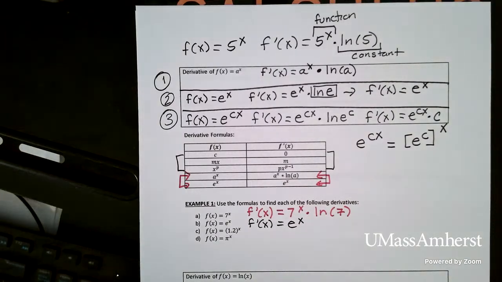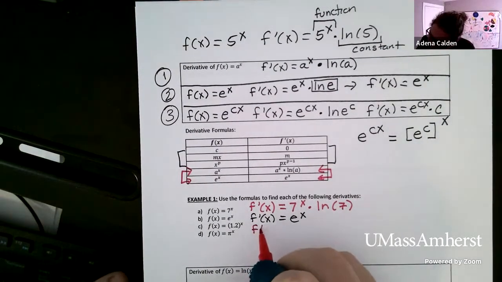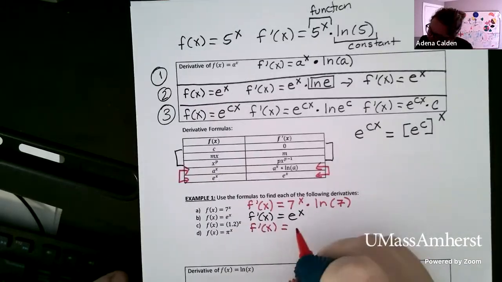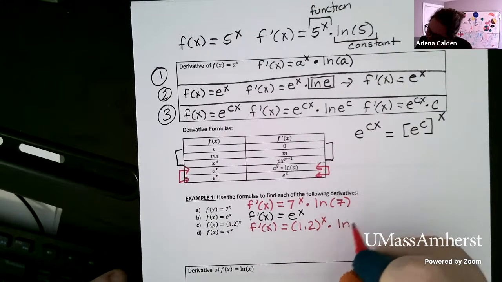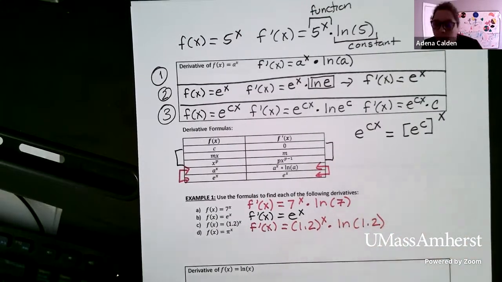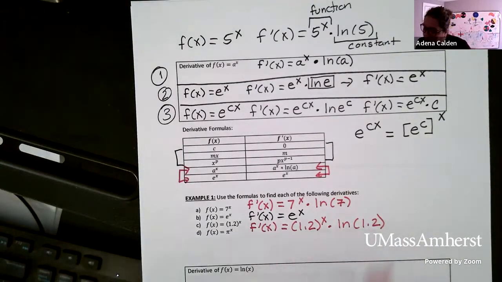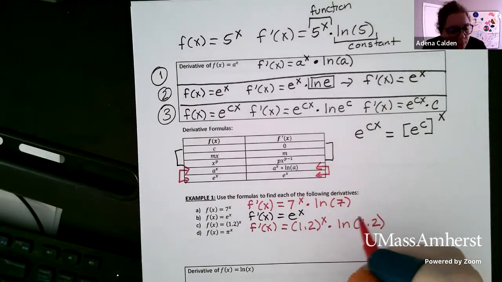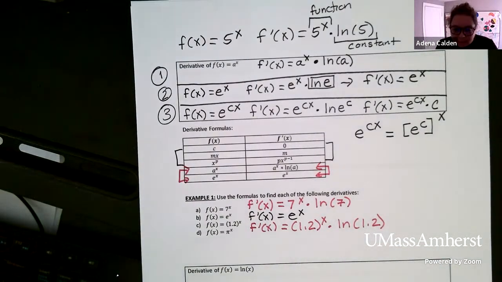For part C, we have 1.2 to the x. So again, we're thinking about what is our base here, right? And so our base is 1.2. So we have 1.2 to the x times the natural log of 1.2. So here, again, we're thinking about how this all works together. This part is a constant, the natural log of 1.2, and then 1.2 to the x is our function.